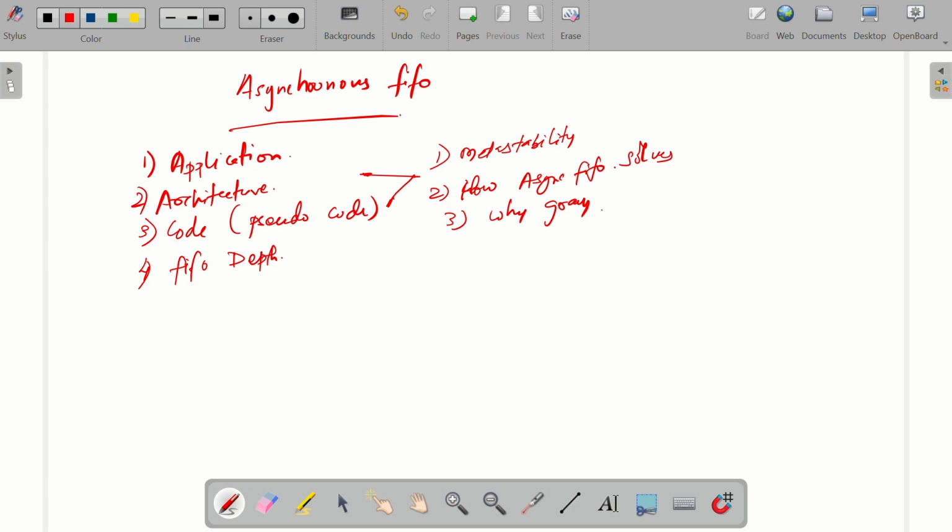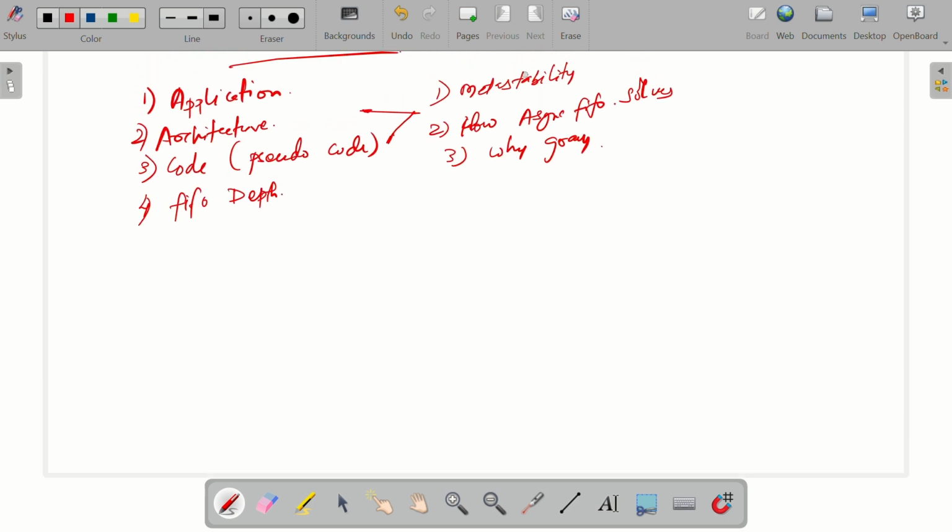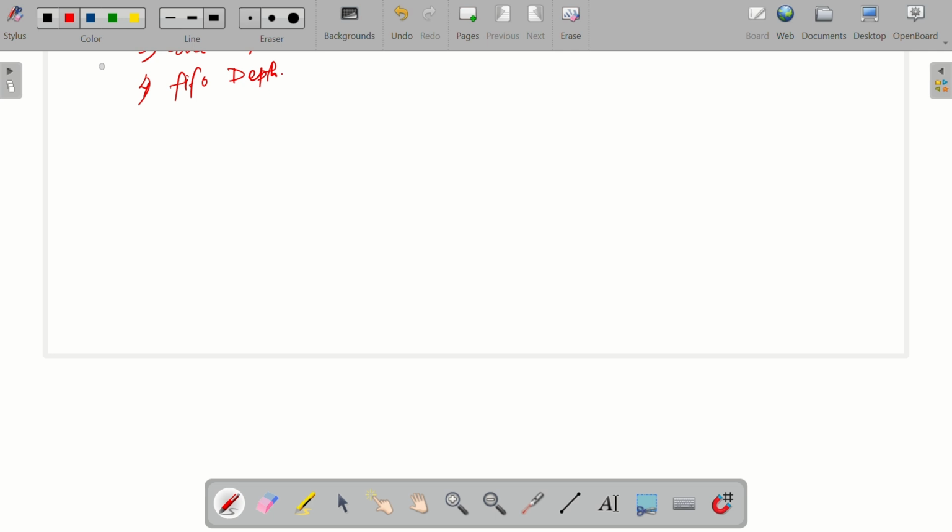So we'll answer all these questions so that you get a complete picture of what goes on in asynchronous FIFO, what is the implementation, and what are the different architectural choices. Why do we make these choices while we are implementing the FIFO? So the first question we need to answer is what are the application areas, or why do we come up with asynchronous FIFO? We could have simply just worked with a synchronous FIFO.